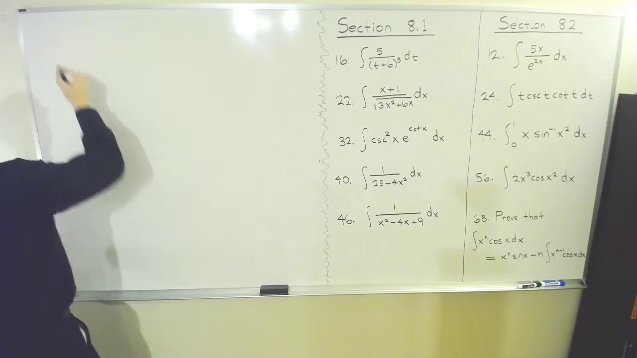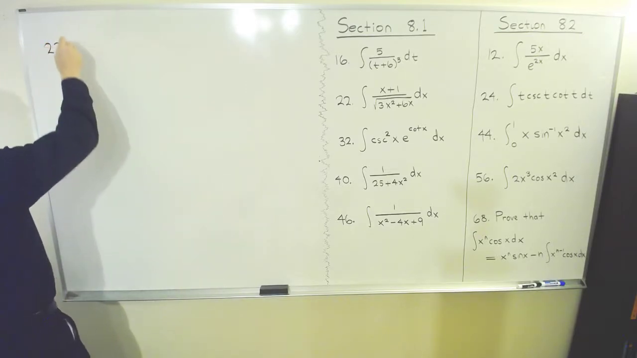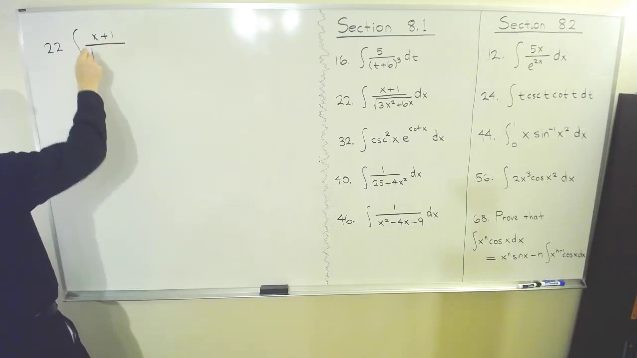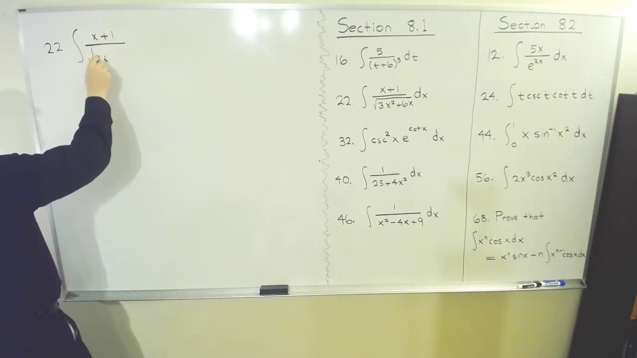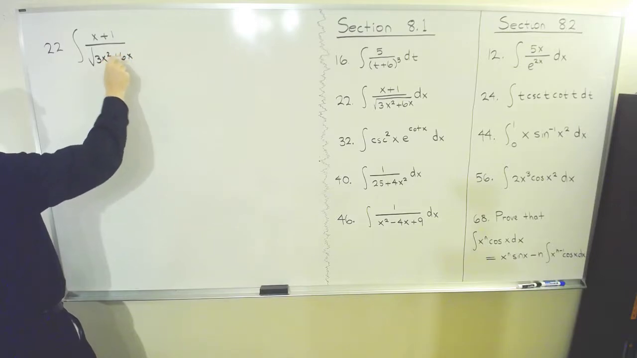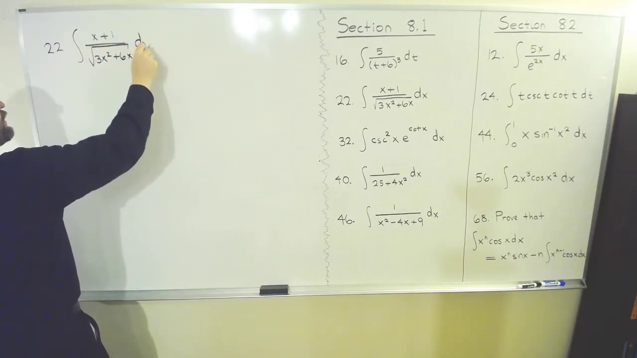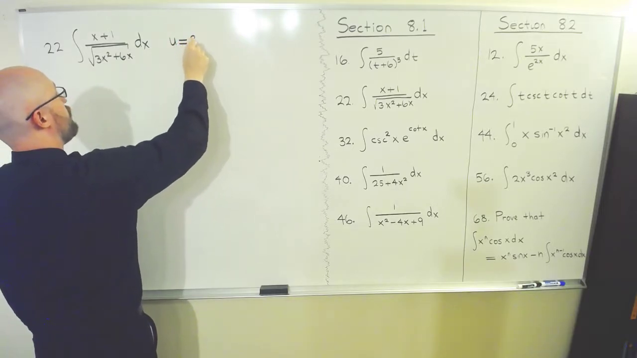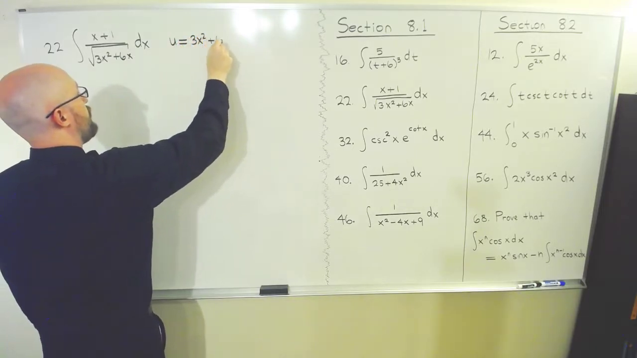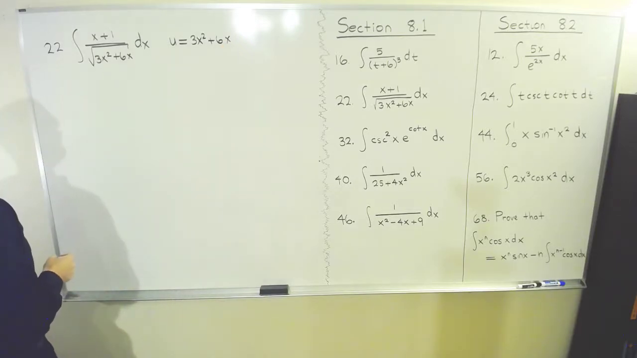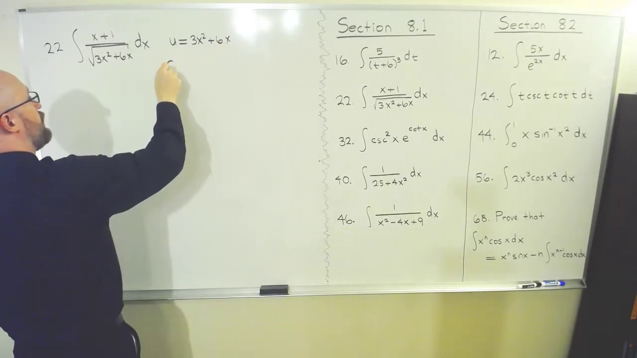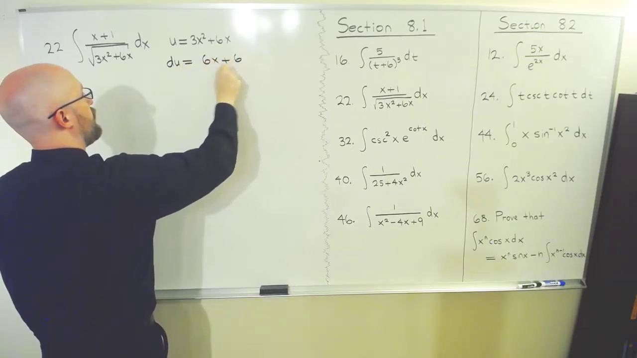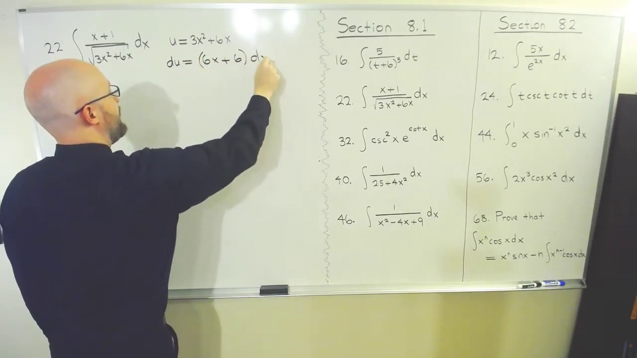Let's do the second one. This is 22. So this is the integral of x plus 1. Now this time, the original variable is being called x. 3x squared plus 6x under a radical in the denominator, dx. Now a good choice of u in this case is u equals 3x squared plus 6x. In which case, I'll write it down here: du equals (6x plus 6) dx.